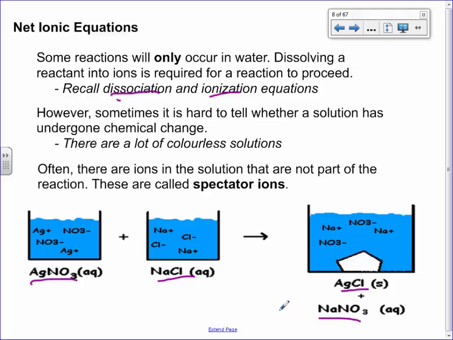In this solution right here is something called a spectator ion. The reason it's been given the name spectator ion is just like a fan at a sporting event. It's on the sidelines. It did not do anything. It was there when we started, and it's still there when we're finished. It did not chemically change in any way. Can you guys pick out the spectator ions?